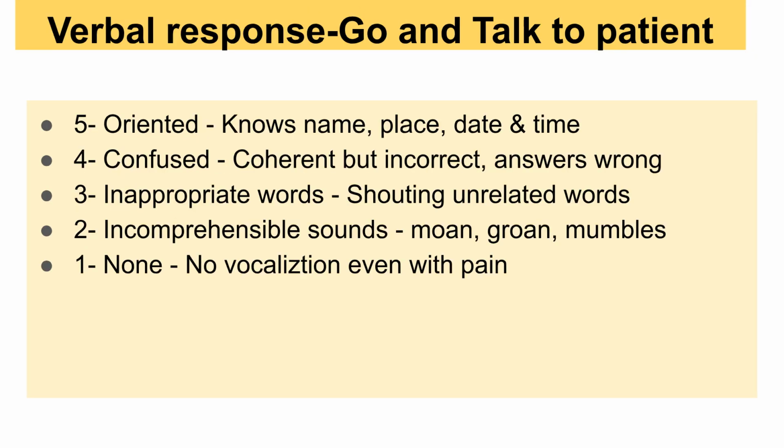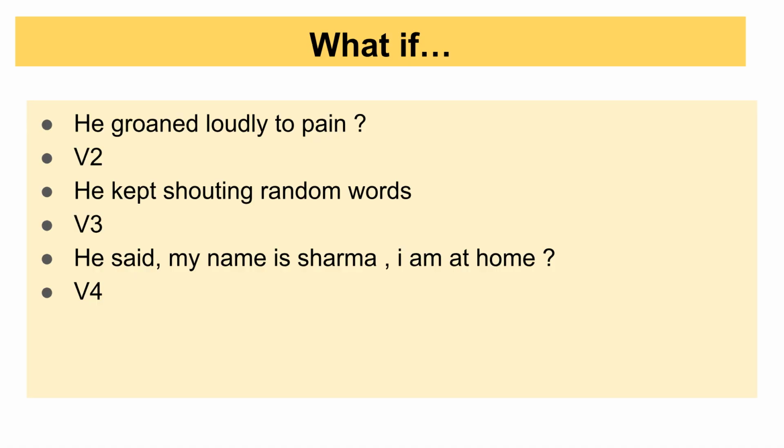To assess verbal response, interact with the patient. A score of 5 means oriented, 4 is confused, 3 is inappropriate words, 2 is incomprehensible sounds, and 1 is none. Let's consider some examples for verbal responses. Groaning loudly to pain is V2. Shouting random words is V3. Saying "My name is Sharma, I am at home" while disoriented is V4.